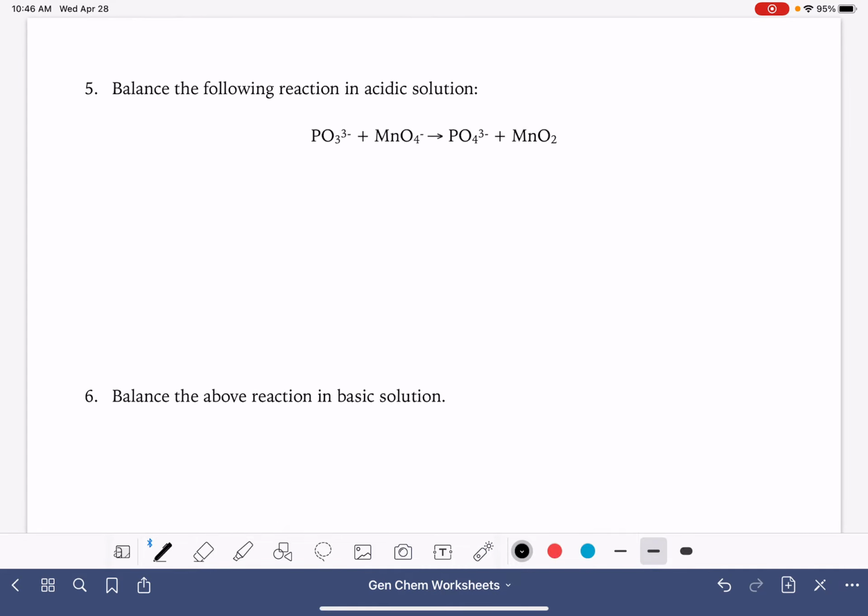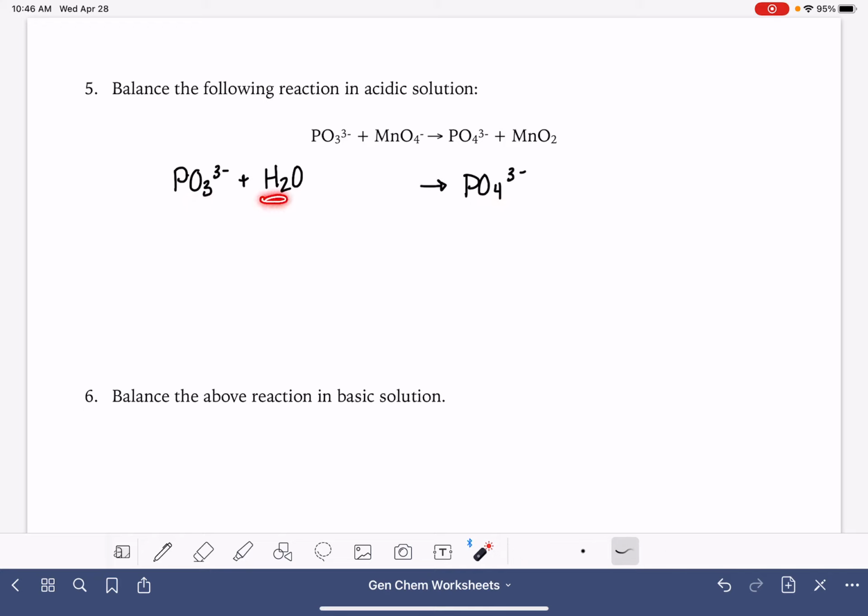Start by dividing into half reactions. We have PO3 3- going to PO4 3-. Our phosphorus is balanced. Next, we want to balance the oxygen, 3 on the left, 4 on the right. So we want to add H2O on the left. Now we have 4 oxygen on the left and 4 on the right.